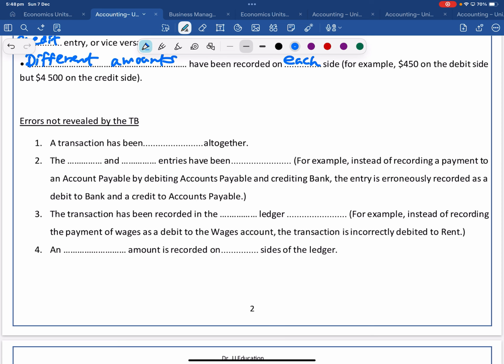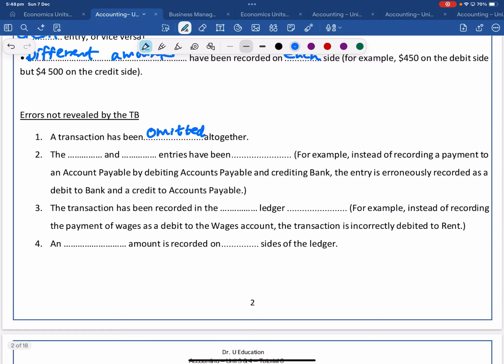Okay, number 1, a transaction has been omitted altogether. Number 2, the debit and credit entries have been reversed. We call them errors of reversal. Right? We have reversed. So still our trial balance balances? Yes, of course.